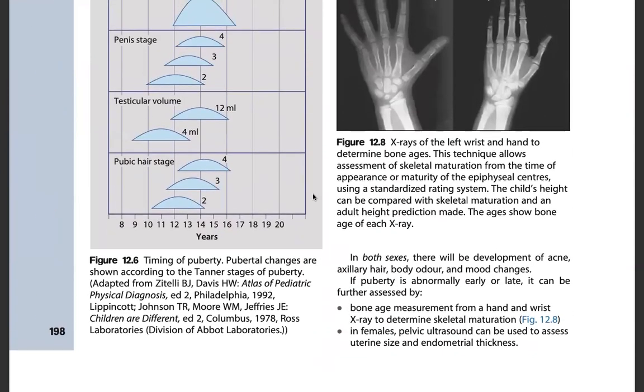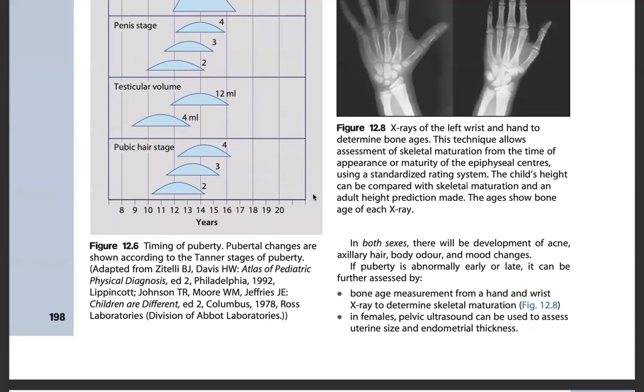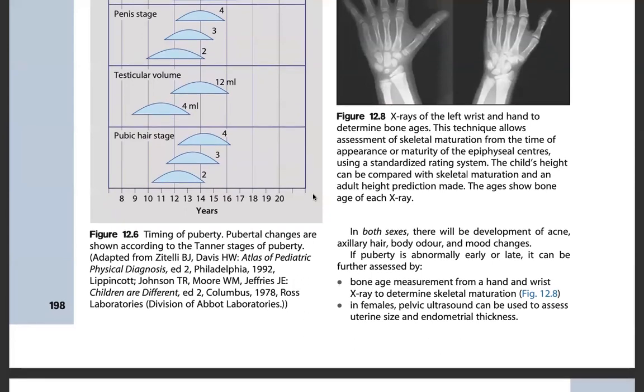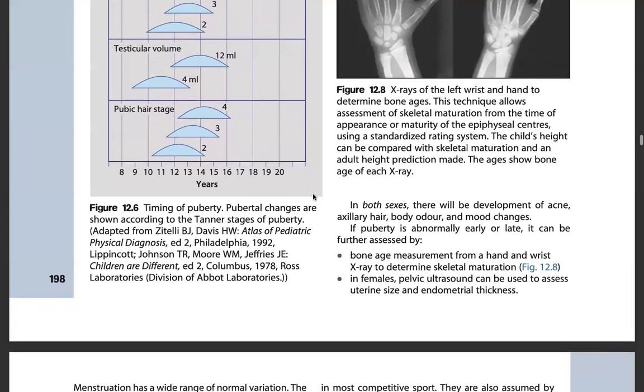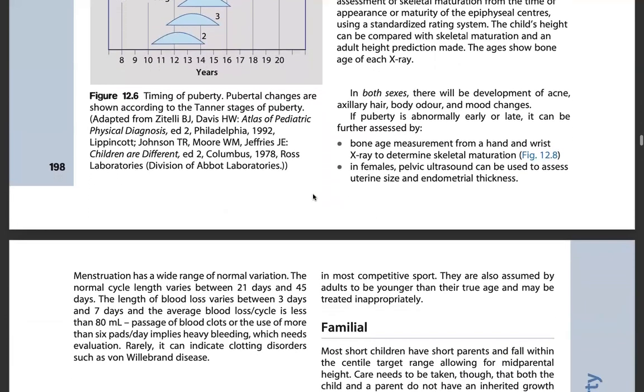In both sexes, there will be development of acne, axillary hair, body odor, and mood changes. If puberty is abnormally early or late, it can be further assessed by bone age measurement from hand and wrist X-ray to determine skeletal maturation. In females, pelvic ultrasound can be used to assess uterine size and endometrial thickness.